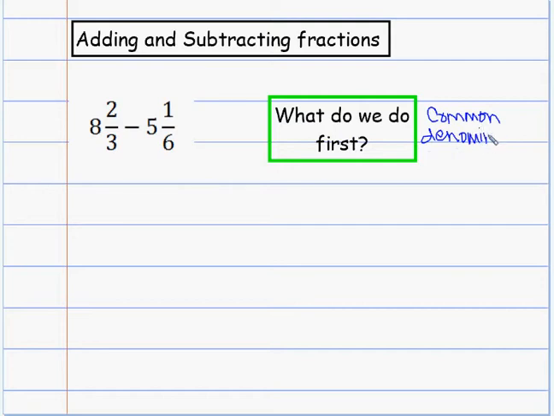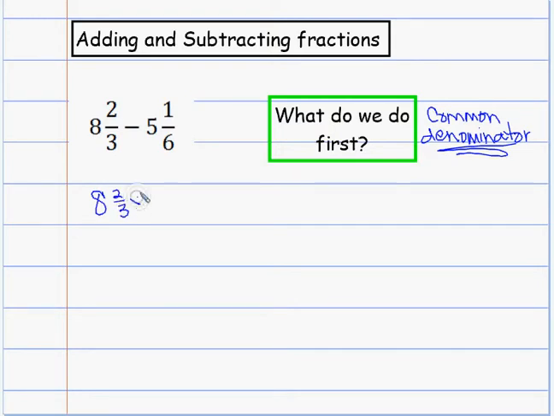We are subtracting, so we need to do this extra step. So look at your denominators. Right now they are 3 and 6. Hopefully you can tell that if you multiply 3 times 2 you get 6, so there's not a lot of work we need to do here. So this problem is 8 and 2/3.